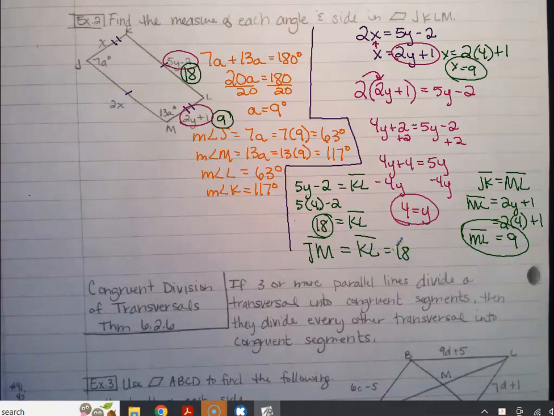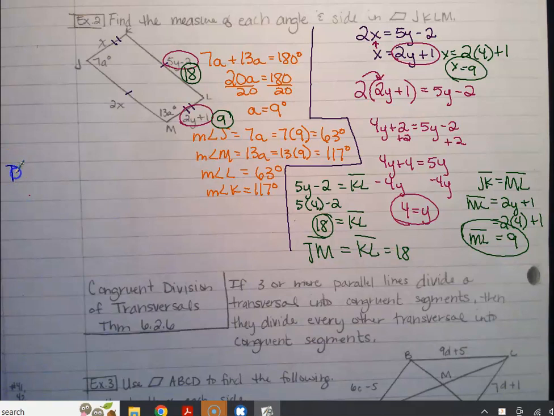So let me take you one step further on this. If I asked you, what's the perimeter of this parallelogram? Oh, that was a good way to do it. How would we find the perimeter? Oh, it would be 54. Okay. Anybody agree with 54?